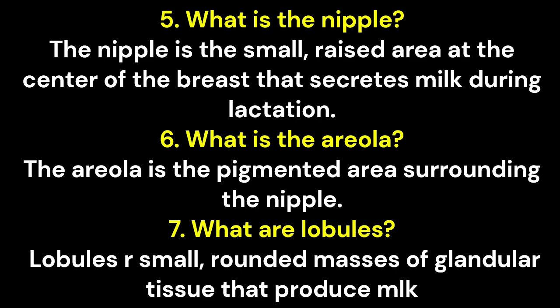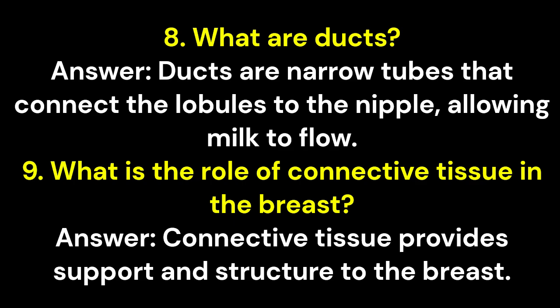7. What are lobules? Answer: lobules are small, rounded masses of glandular tissue that produce milk. 8. What are ducts? Answer: ducts are narrow tubes that connect the lobules to the nipple, allowing milk to flow. 9. What is the role of connective tissue in the breast? Answer: connective tissue provides support and structure to the breast.